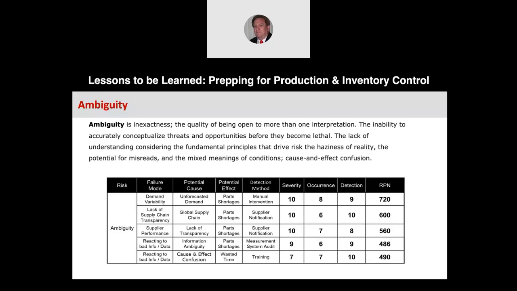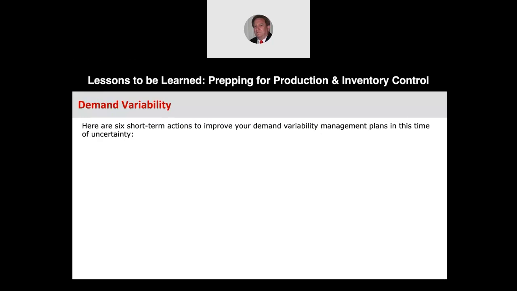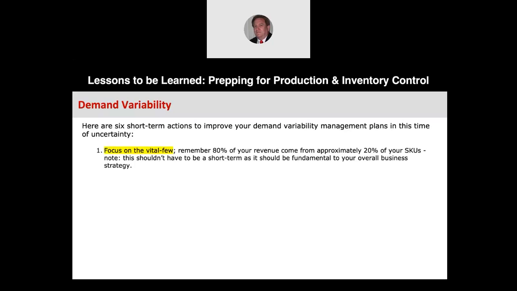And then reacting to bad info data. So you've got a cause of confusion about what the root cause is, wasted time in training. So that has a severity of 7, occurrence of 7, and detection. So still high, kind of 490. But as we definitely saw here, the trend is demand variability is number one. Okay, so here we're getting into 6 short-term actions to improve that demand variability management.